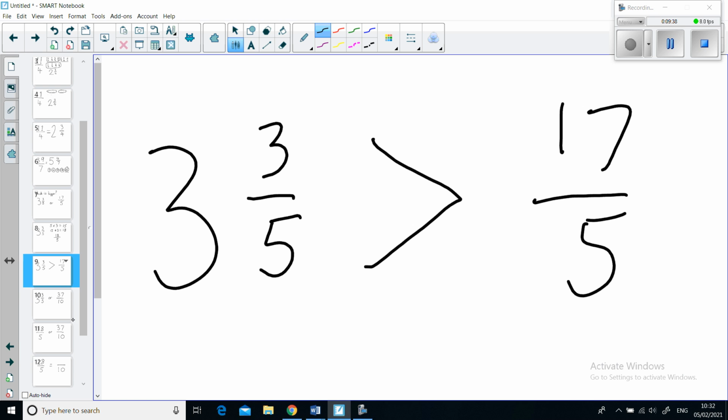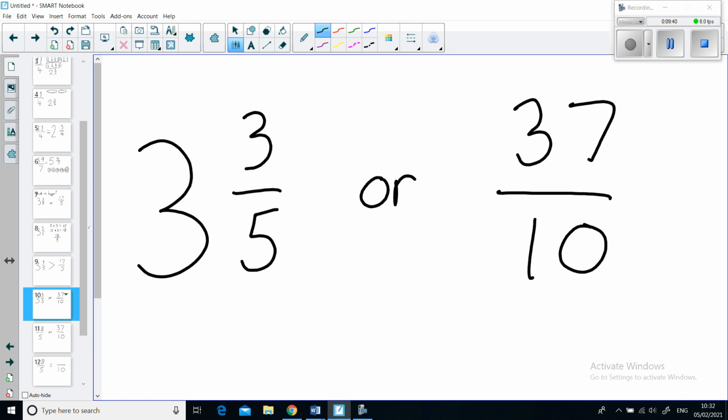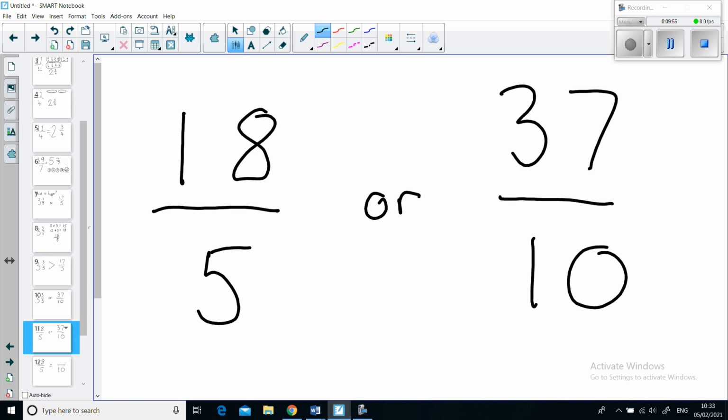Now, what I've done here then, I've asked another question. So I've got the 3 3/5 again. I'm going to use that same mixed number, or 37/10. So what we can do, we can convert our mixed number again. We can choose one of the two, but I'm going to convert my mixed number to my improper fraction. So we've already done that. Okay, and we know that we've got 18/5 then, because we know 3 3/5 is exactly the same as 18/5. We've already worked that out in the question.